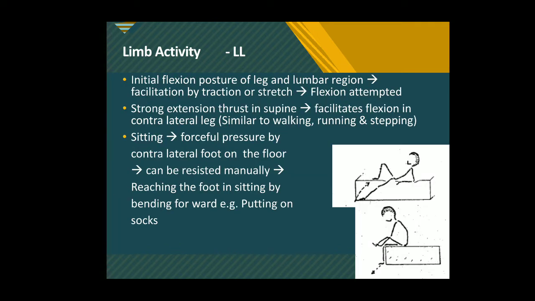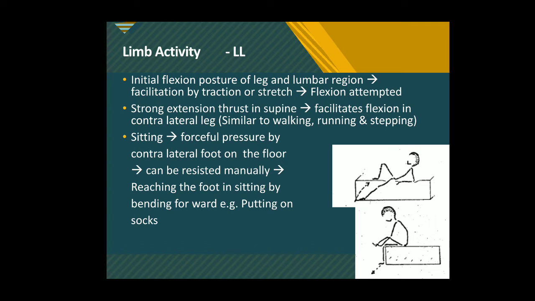During initial flexion posture of the leg and lumbar region, we need to facilitate the flexion movement or flexor muscles by use of traction or stretch, and after that flexion, traction or stretch, the patient is asked to attempt flexion, or it can be taught through strong extension thrust in supine, as seen in image 1. A strong extension thrust in supine position facilitates flexion of the opposite limb. It is similar to walking, running and stepping, while we are doing extension of one limb and the other limb is going into flexion position.